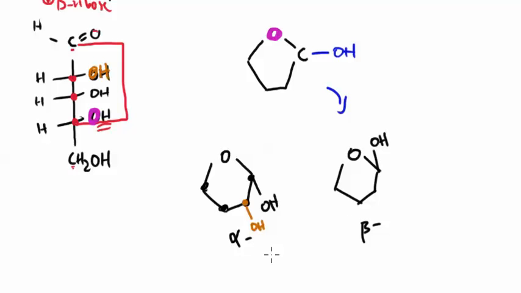The same thing is going to happen over here. This OH group is going to point down because it's on the right hand side. The next carbon, carbon 3, well, this is OH and that's on the right hand side. So here's carbon 3. So here's the OH group and that points down as well. So there's carbon 2 and carbon 3 involved.